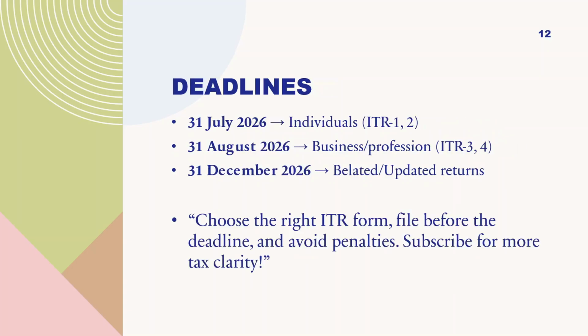So there are deadlines to file the ITRs. If you're filing ITR 1 and 2, your deadline is 31st July 2026. If you are filing business and professional returns, like ITR 3 or 4, you have to file before 31st August 2026. And if you are filing any belated or updated returns, you have to file before 31st December 2026. Now choose the right ITR form, file before the deadline, and avoid penalties.